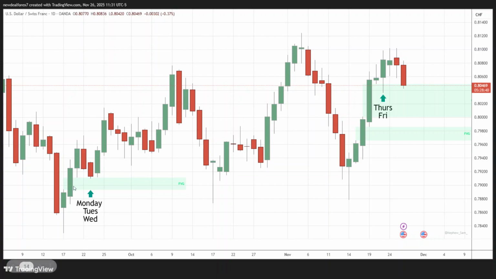But this is one example of it on the daily, 4-hour, and another one here. This would have been a Thursday, Friday. This doji candle here was Friday. Thursday opened, went below, and then closed all the way up here off of this daily fair value gap right here. So that's how that worked out.